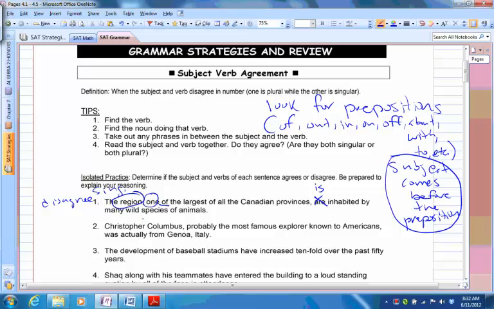Let's look at another one. Christopher Columbus, probably the most famous explorer known to Americans, was actually from Genoa, Italy. So, again, we do mention to take out any phrases in between. So that's one thing you could do. So this is just a description about Christopher Columbus. But what we really care about is the subject and the verb. And here they're okay, because Christopher Columbus is singular, and was is also singular. So here we have an agreement. So this is all good.